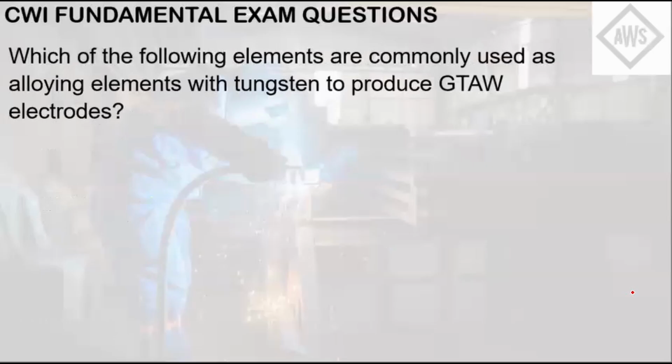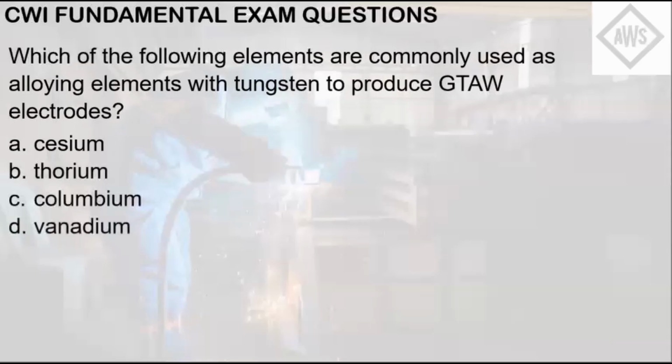Which of the following elements are commonly used as alloying elements with tungsten to produce GTAW electrodes? Letter A, cesium. Letter B, thorium. Letter C, columbium. Letter D, vanadium. Letter E, chromium. Thorium aids in improving the electrical characteristics by making the tungsten electrode more emissive. Basically, it makes it easier to initiate an arc for TIG welding.